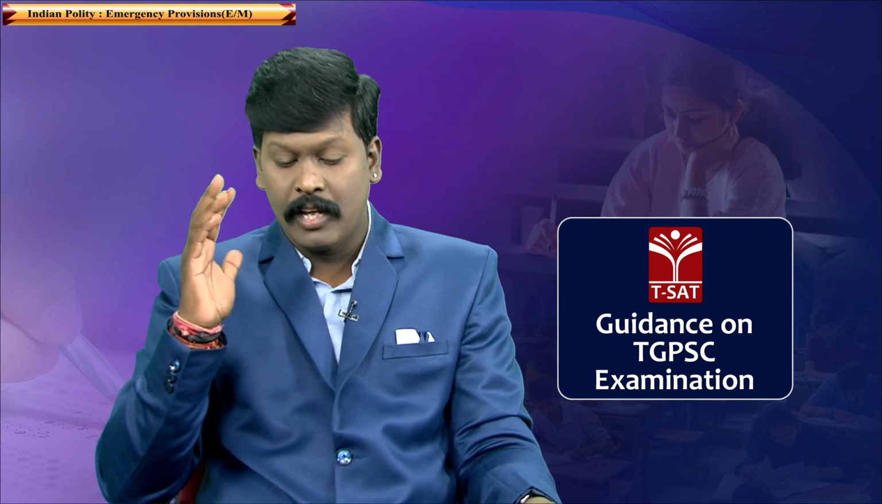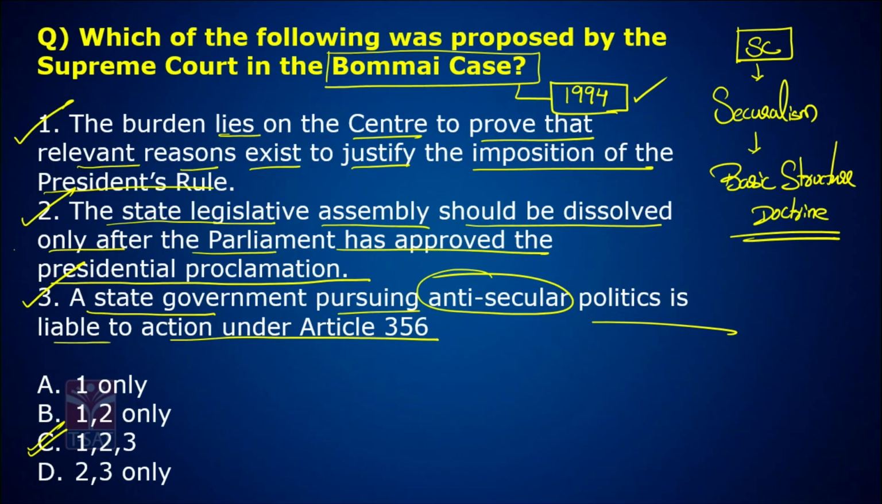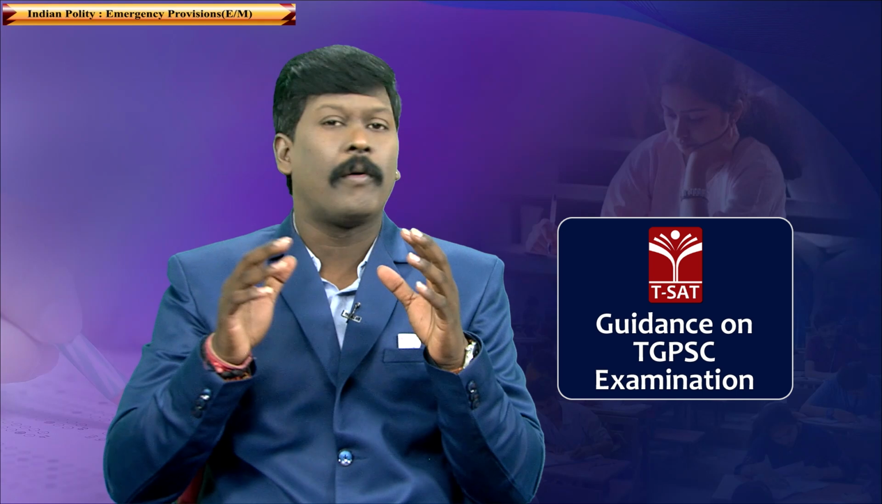Thirdly, if any state government is pursuing anti-secular elements, then the Union can impose Article 356. Very, very important for your exam. Try to understand this. I have more reading on TSAT case. This is expected.